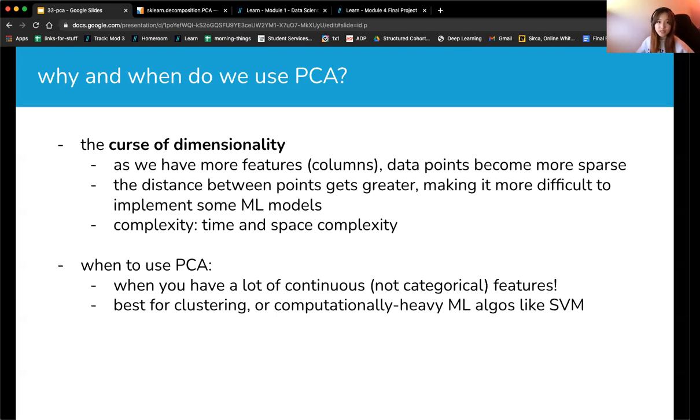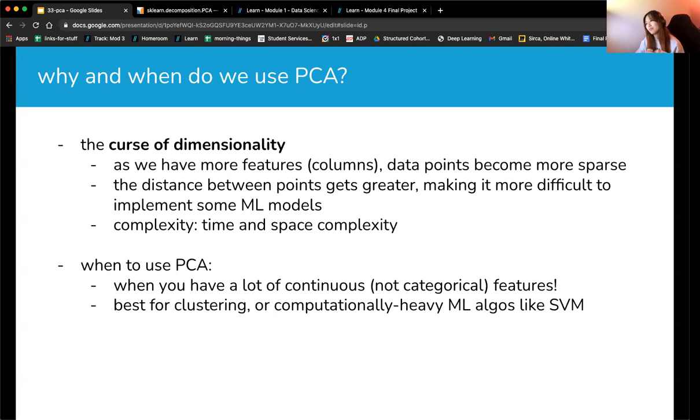So when to use PCA? One, when you have a lot of continuous features. You can actually use it with categorical as well, but it tends to work better with continuous, because if you think about it, variance makes sense when you have continuous features. For categorical, the variance is really more of a proportion of your zeros and ones.